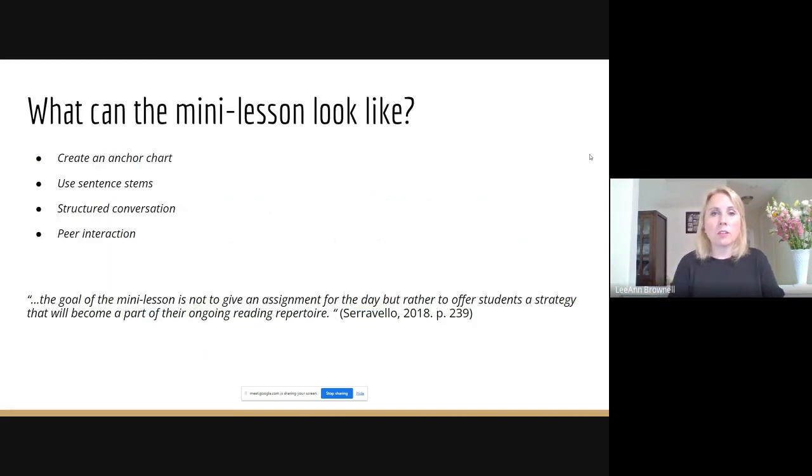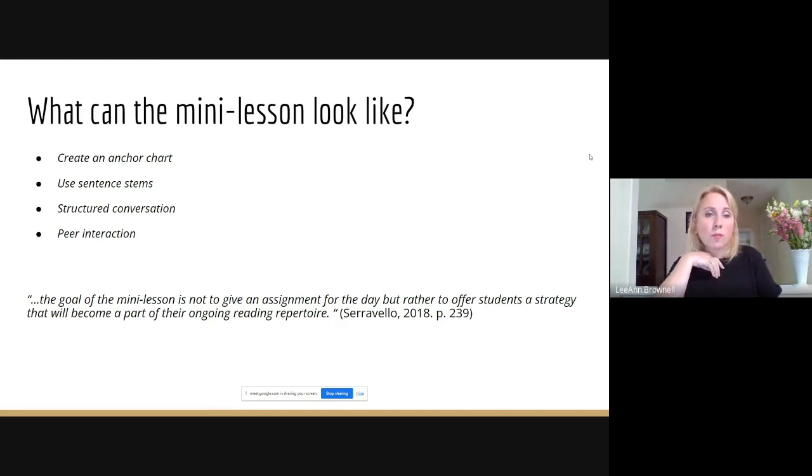So what can it look like? Maybe you are working with the class to create an anchor chart. Please remember to include visuals. You're going to use sentence stems, which we'll talk about a little bit later. It's like a structure or a scaffold that gives them the vocabulary and language they need to participate in conversations. You can have a structured conversation, and it provides an opportunity for peer interaction.